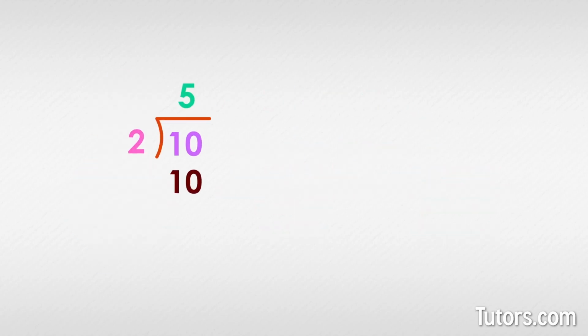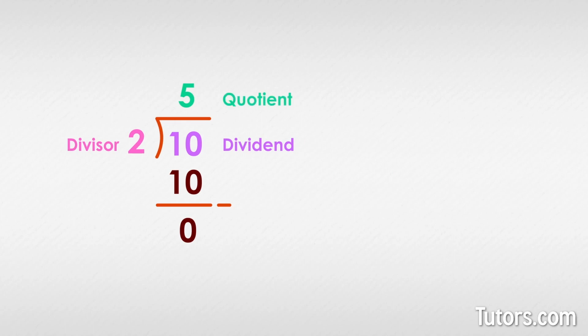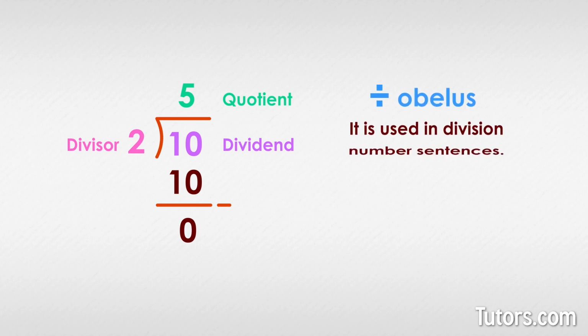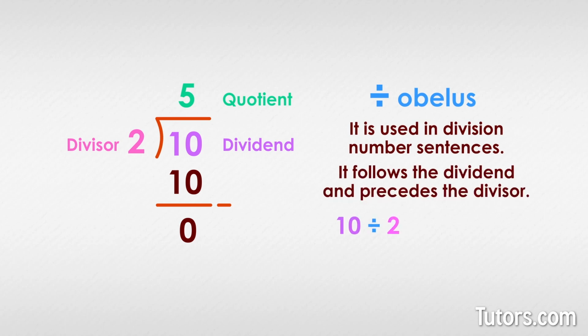When using long or short division, the dividend goes under the division bracket, the divisor goes to the left of the bracket, and the quotient goes above the dividend, aligned for place value. This symbol is called an obelus. It is used in division number sentences. The obelus follows the dividend and precedes the divisor. The quotient will go on the opposite side of the equal sign.